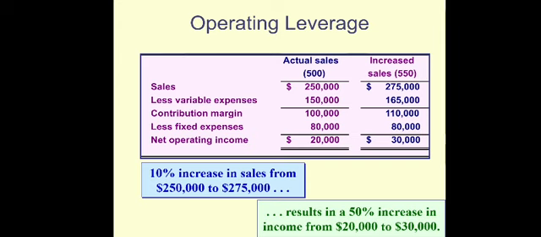So we develop a new income statement. The sales is 275,000, the variable cost is 165,000, the contribution margin is 110,000, the fixed cost is 80,000, so the new profit is 30,000. So it is correct. If you know the operating leverage of a business, you can calculate the increase in the net profit when the increase in sales is given.